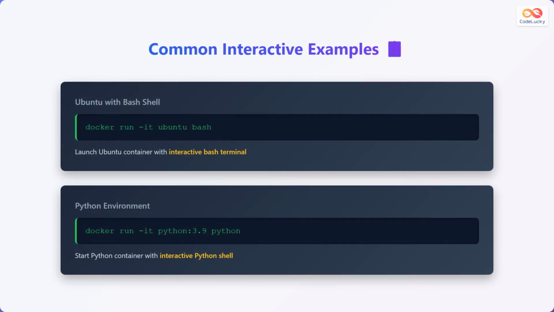Here are some common examples of using interactive mode with Docker. To launch an Ubuntu container with an interactive bash terminal, you would run docker run -it ubuntu bash. To start a Python container with an interactive Python shell, you would use docker run -it python:3.9 python.